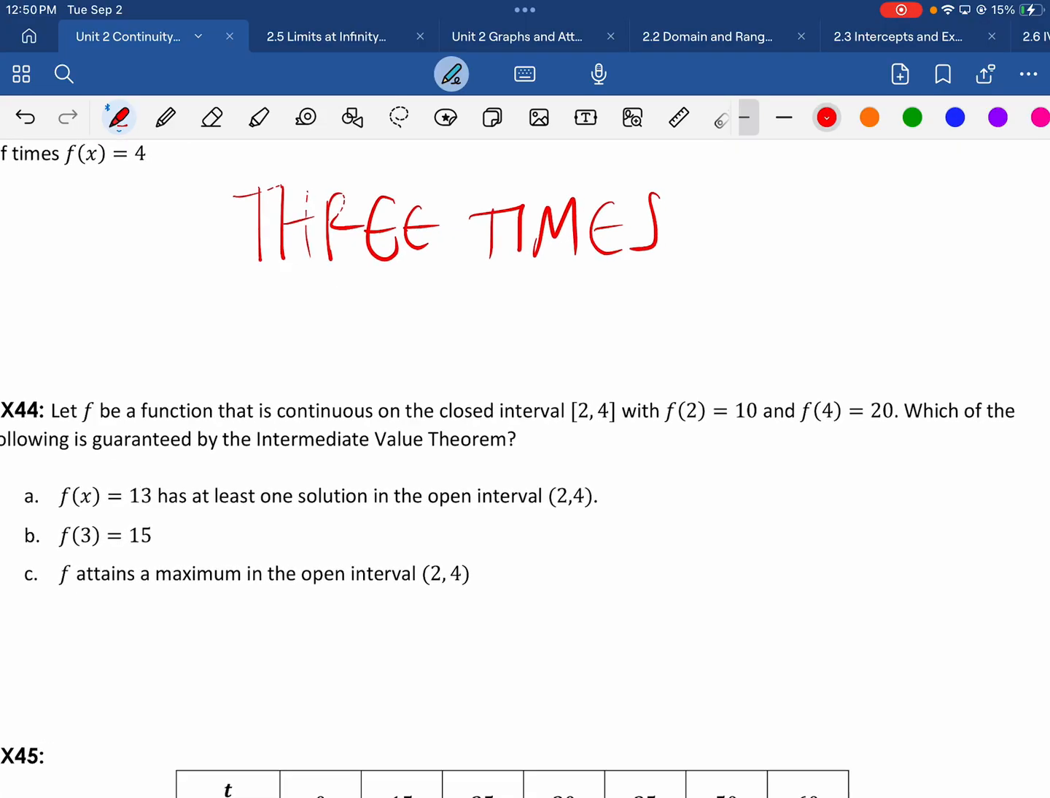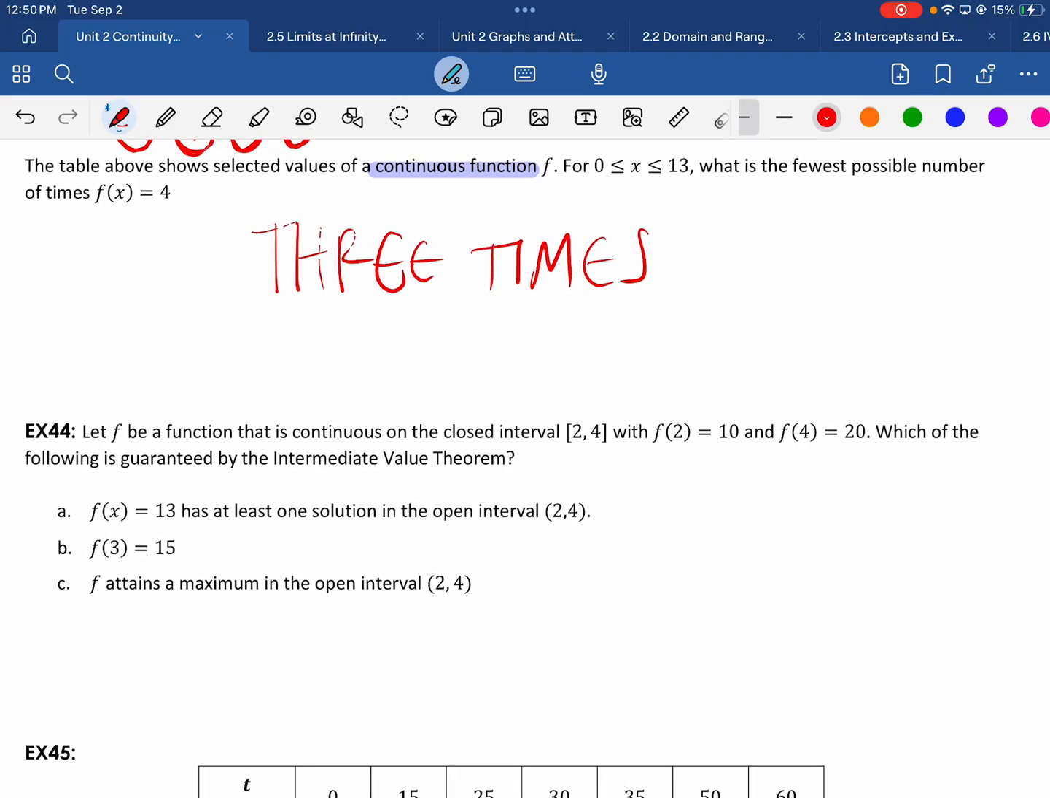Okay, 44. Let f be a function that is continuous, so once again, we are continuous here, on the closed interval 2 to 4, with f of 2 equaling 10 and f of 4 equaling 20. Which of the following is guaranteed by the intermediate value theorem? Remember I told you that we're going to have 3 different theorems, and they're all going to prove different things. What does IVT prove? A point. It proves a point.